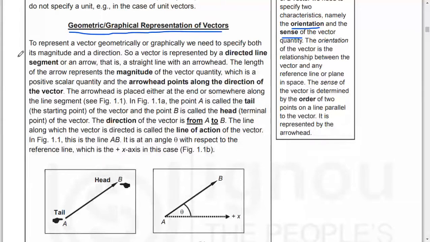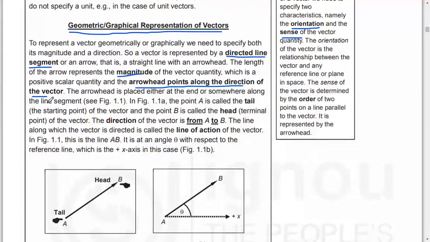So a vector is represented by a directed line segment or an arrow, that is a straight line with an arrowhead. The length of the arrow represents the magnitude of the vector quantity, which is a positive scalar quantity, and the arrowhead points along the direction of the vector. The arrowhead is placed either at the end or somewhere along the line segment.